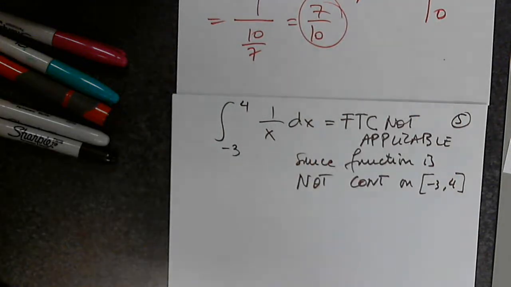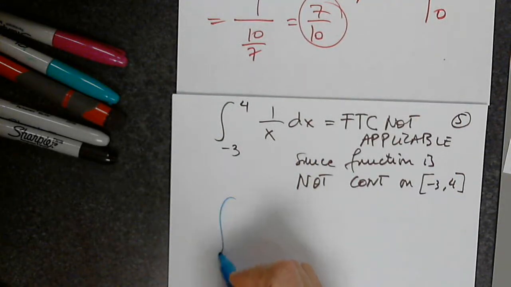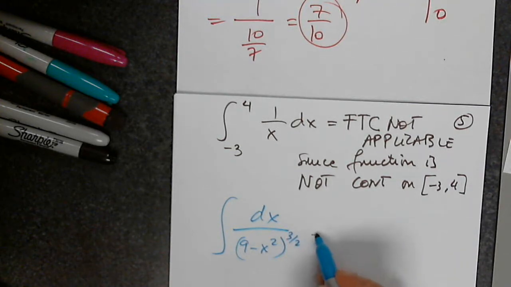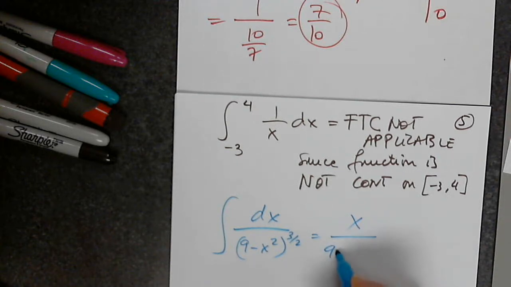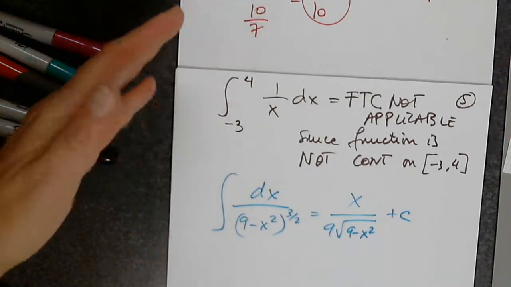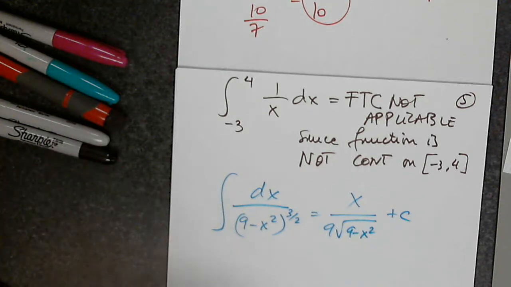You can say, how did you come up with it? In a moment, I'll explain. So I claim that the integral of 1 over (9 minus x squared) raised to 3/2 is the same as x over 9 times the square root of 9 minus x squared, plus a constant c. This is not a definite integral, it is an indefinite integral. I would not have been able to show you that differentiation and integration are inverse operations with a definite integral.